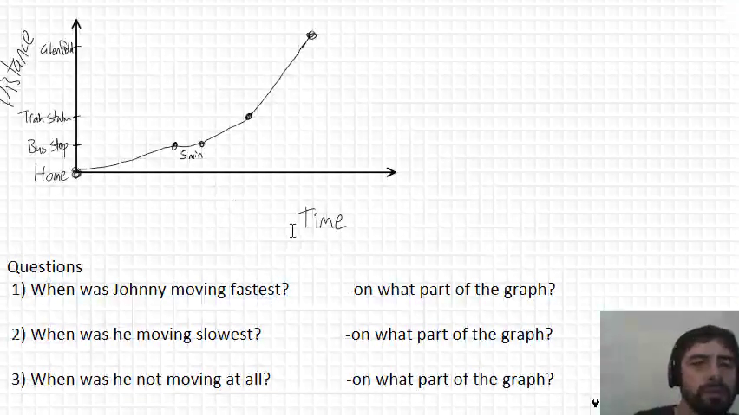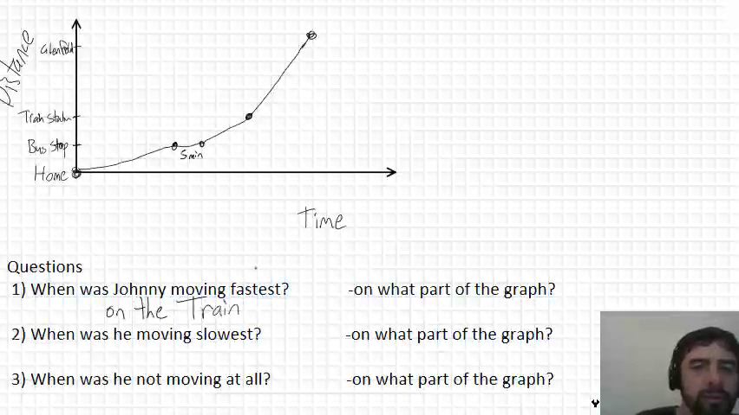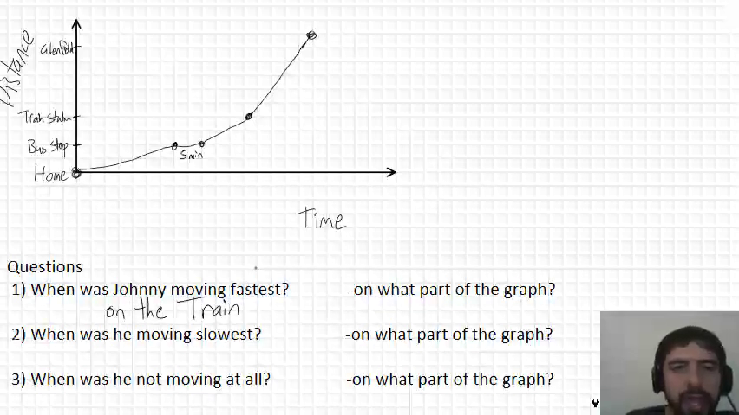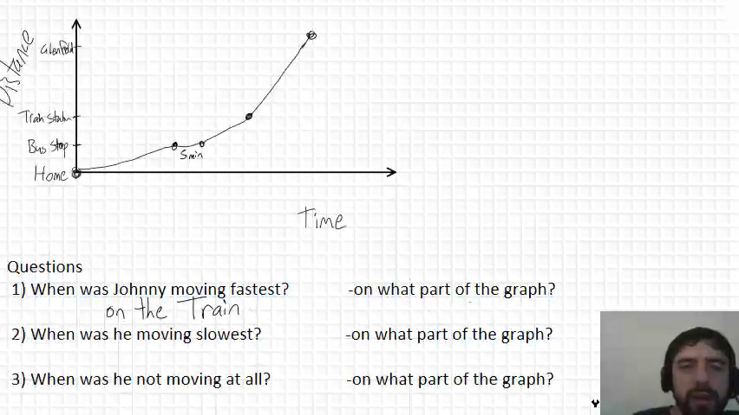So, well, I think we worked out on the train. He should be when he's capable of moving the fastest, even though he's not putting any effort in. And how can you tell that it's fastest on the graph? Well, you can tell it's fastest because it's the steepest part.